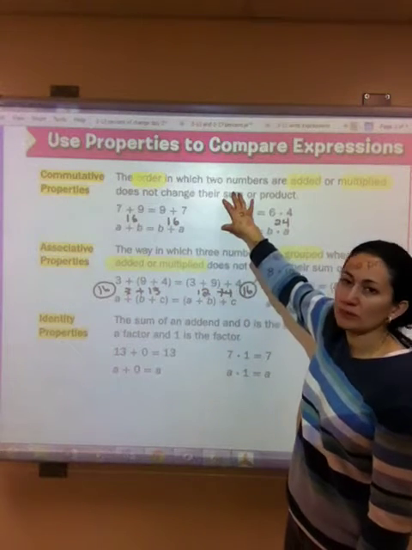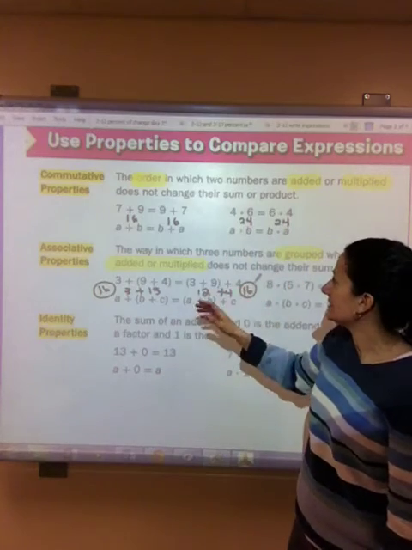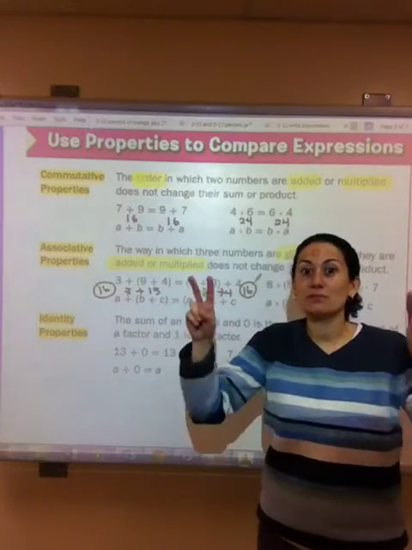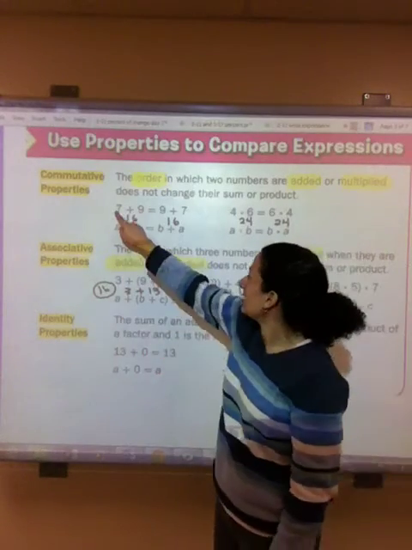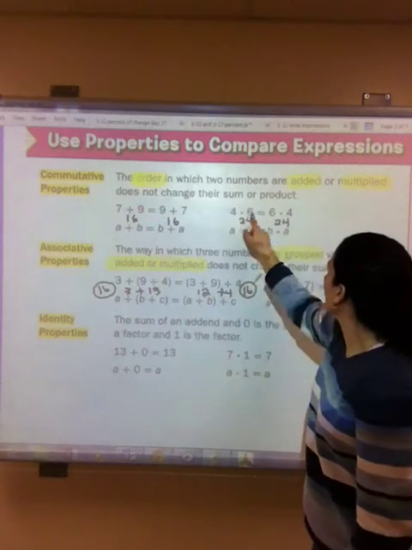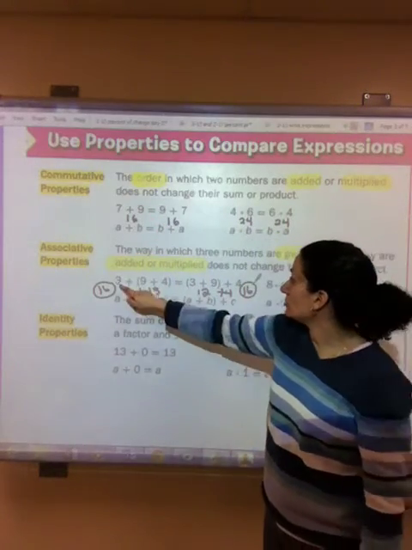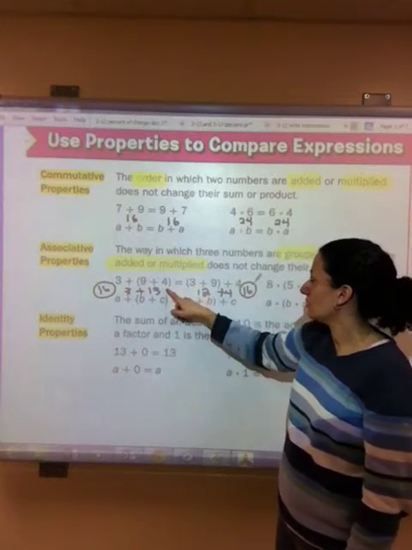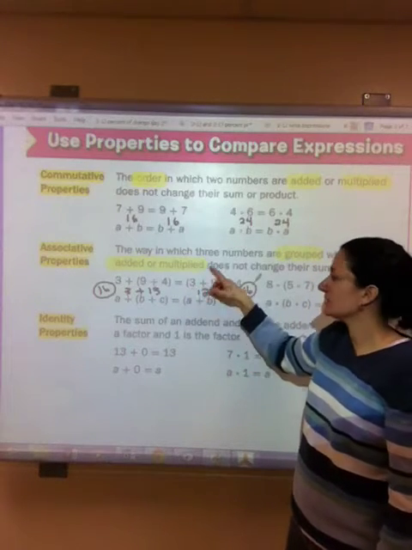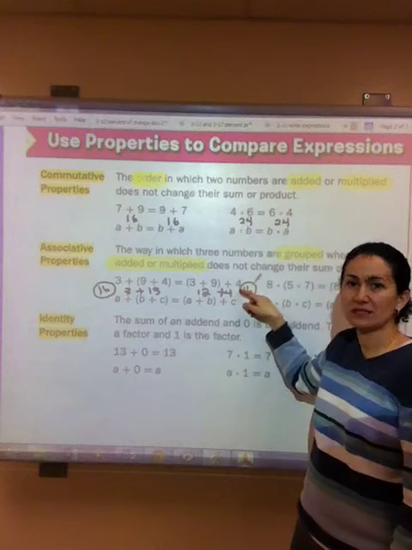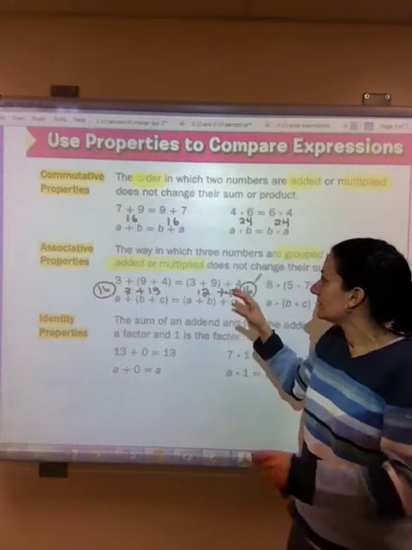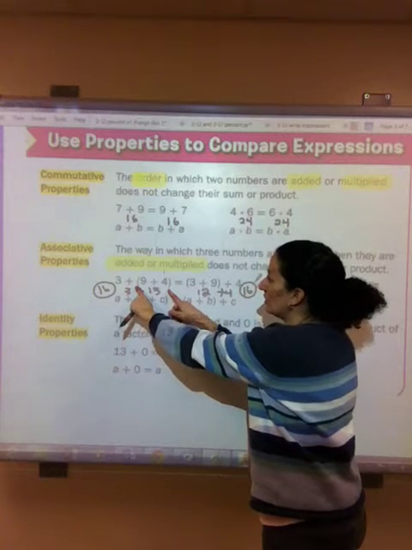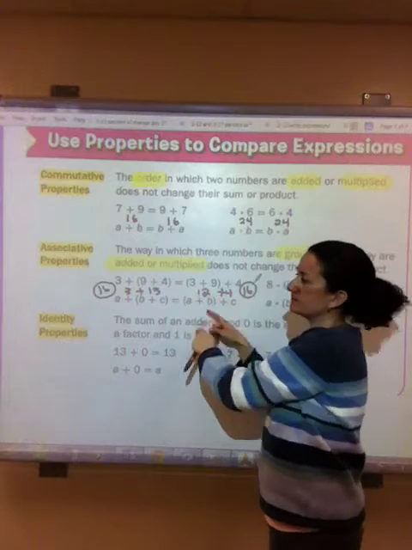This is often confused with the commutative property. The difference is, in the commutative property, the numbers are actually moving around. They're commuting around in the problem. See, 9 and 7 are switching places. 4 and 6 are switching places. In the associative property, the numbers are not moving. See, 3 is first, 9 is second, 4 is third. In this, 3 is still first, 9 is still in the second place, and 4 is still in the last position. The difference is the grouping symbols are moving. Here the parentheses are around 9 and 4. Here the parentheses are around 3 and 9.